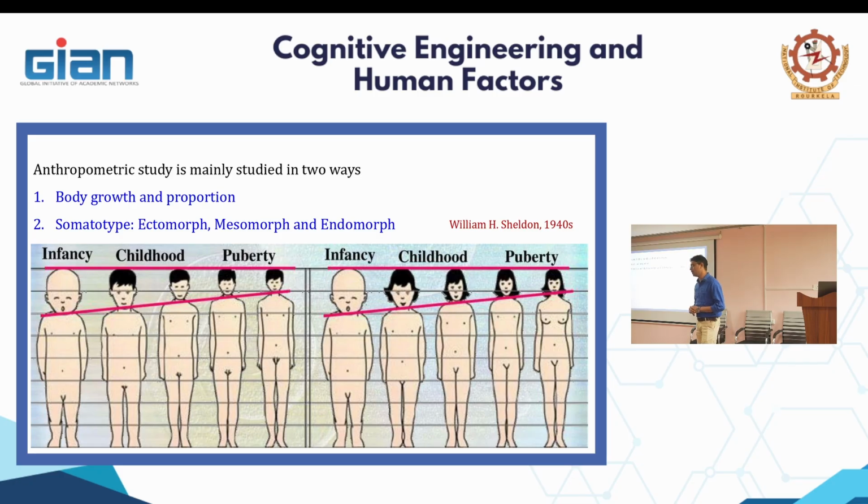So let's say that we are studying human factors. That means we are designing some kind of parameters or interactions with which the human being is going to interact. So when we are designing, at that time we have to understand what basically body growth is and what basically proportion is. So in the human body, the different parts are there, right?